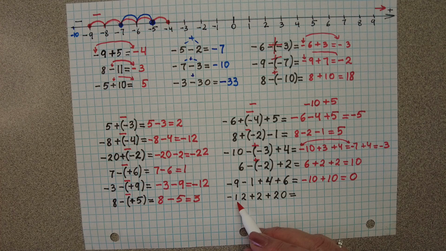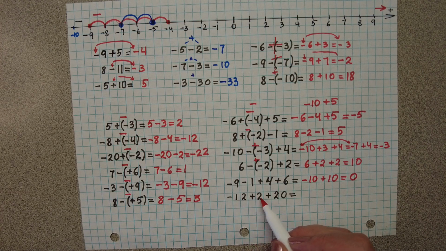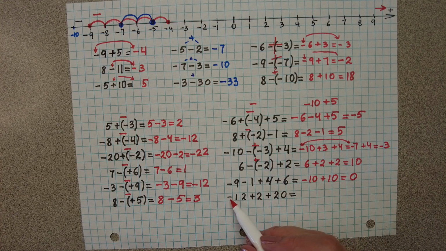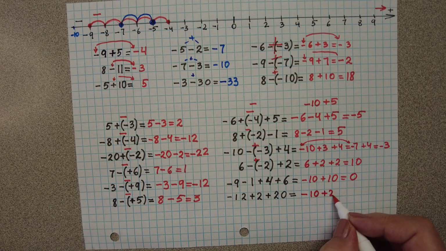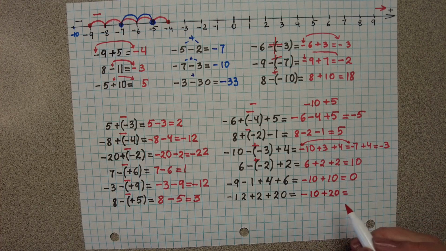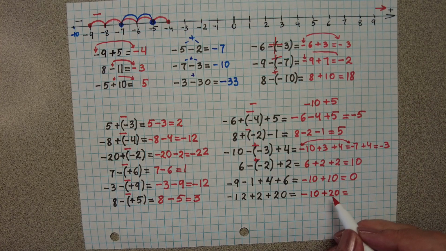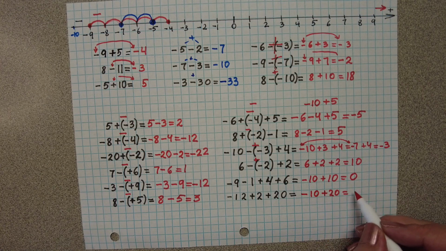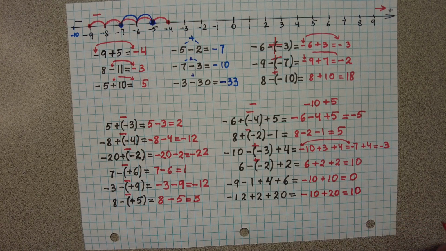And here we have negative 12 plus 2, the first case. We take the smaller one out of the bigger one, which is 12 minus 2 is 10, and we have negative in front of the bigger, so we will have negative 10 plus 20. Again, we will use the first method where we have different signs, take the smaller one out of the bigger one and carry the bigger sign, which is positive. 20 minus 10 is 10. The answer is 10.